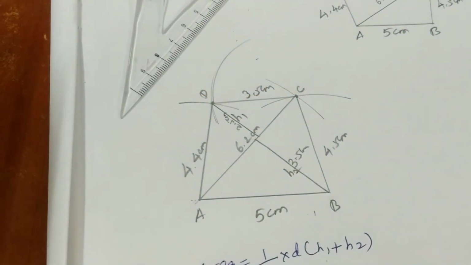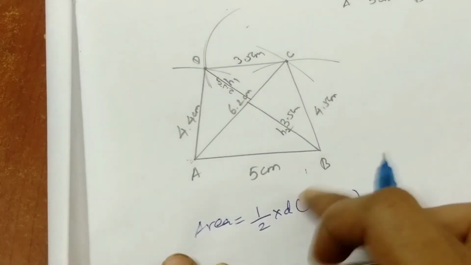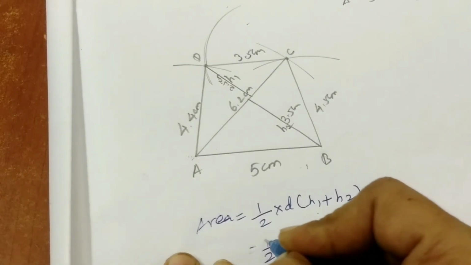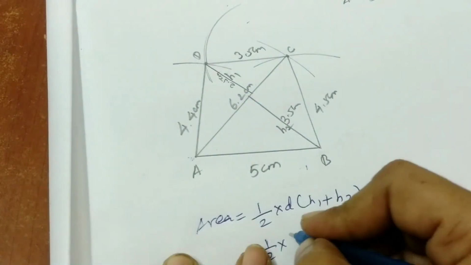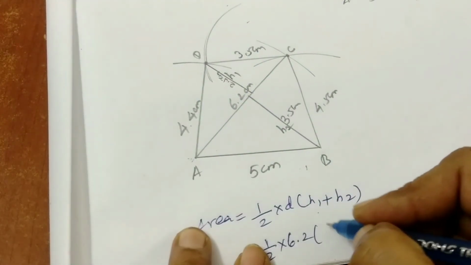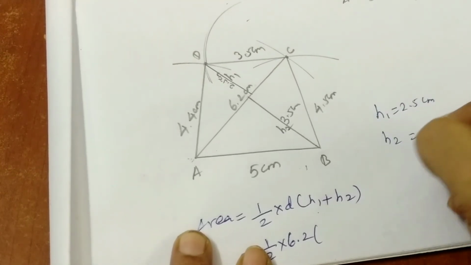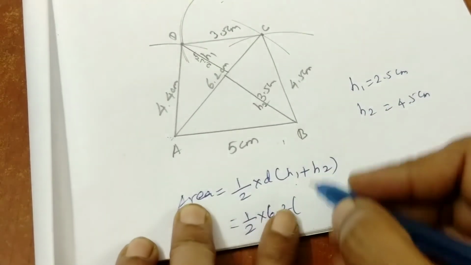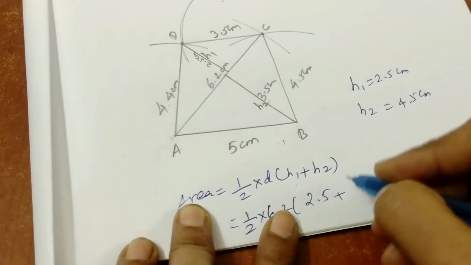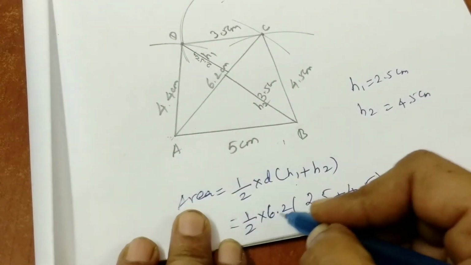So this is the procedure to draw the height of the quadrilateral. Now we have to substitute these two heights here. Half into, what is our diagonal? Our diagonal is nothing but 6.2 centimeter. So 6.2 into h1, where h1 equal to 2.5 centimeter and h2 equal to 4.5 centimeter. Substitute these two values in this formula. What will you get? 2.5 plus 4.5.